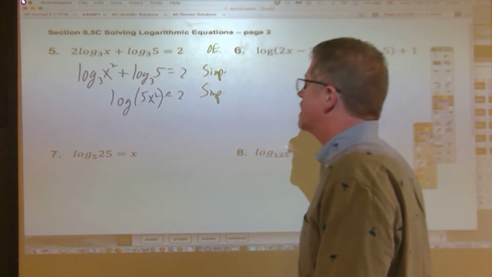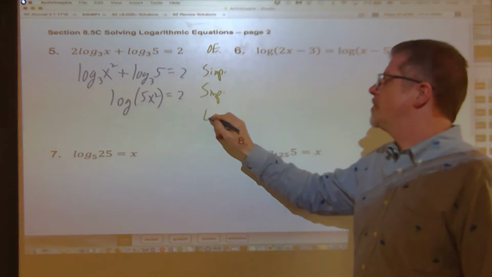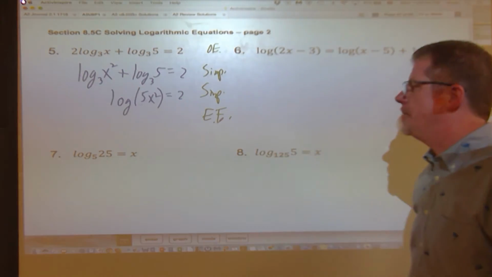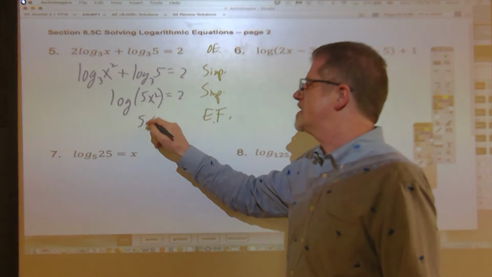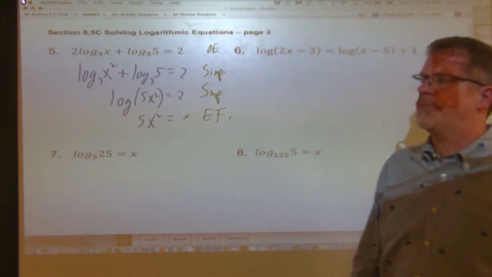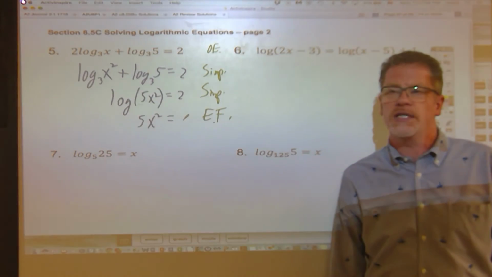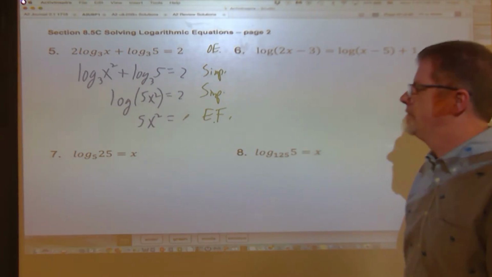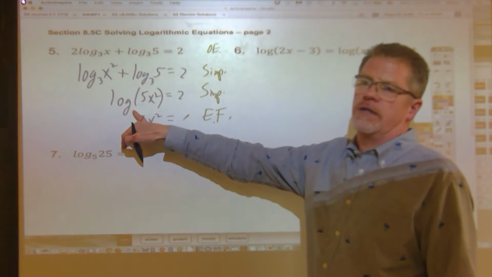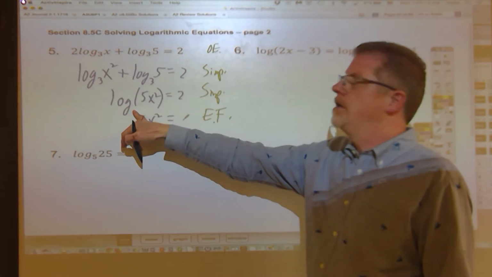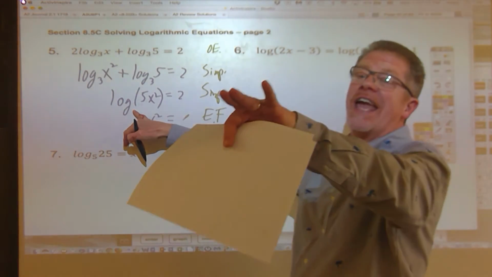So we've got 5x squared. Now that we have a single log expression, we can put it in exponent form. So exponent form in this particular case is going to be 5x squared equals something. And what is that something to which 5x squared is equal? Help me out with that one, please, Bethany. Well, what's the invisible base here? When there's an invisible base, it's always 10.